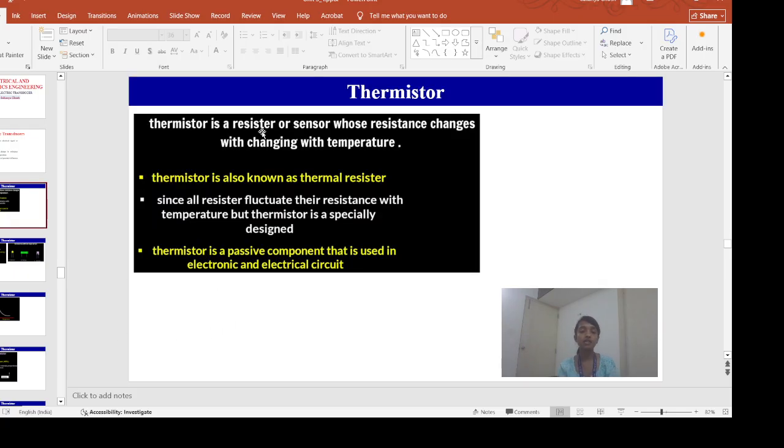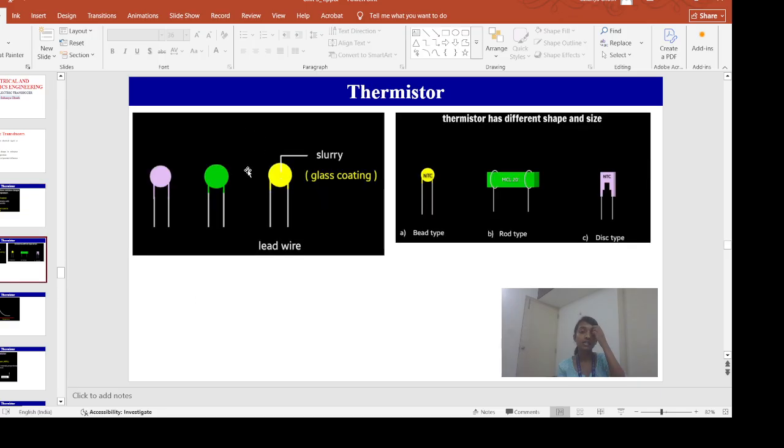So first we will see the thermistor. Thermistor is a resistor or sensor. Its resistance changes with changing temperature. It is also known as a thermal resistor. Since resistors fluctuate their resistance with temperature, but thermistor is a specially designed thermal resistor. It is a passive component that is used in electronic and electrical circuits. So you can see there are different types of thermistors shown.